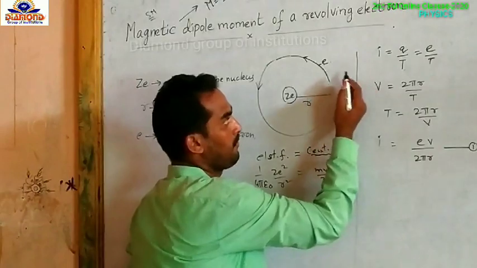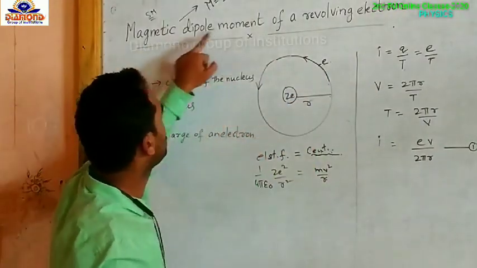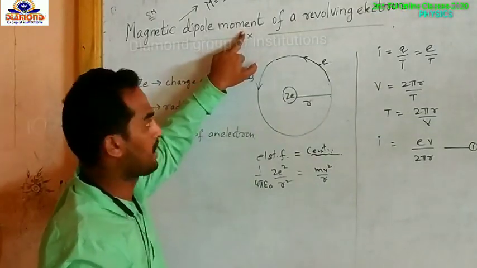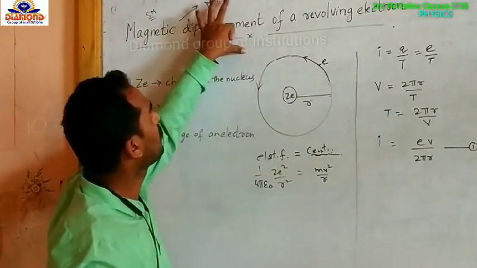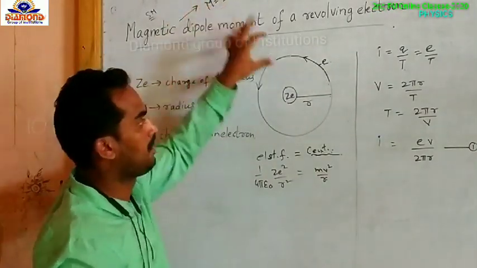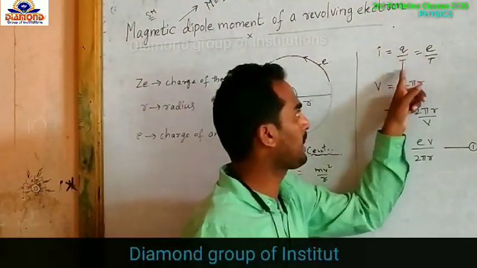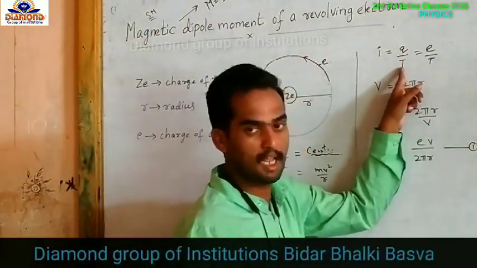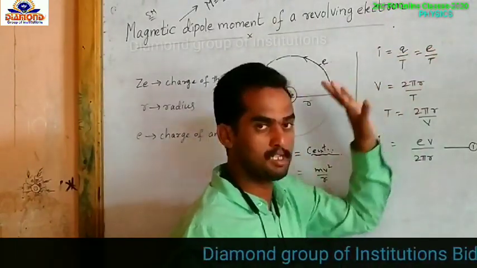But here the electron is revolving, so we want the expression for magnetic dipole moment. How is the magnetic dipole moment defined? M equal to I into A, product of the current as well as the area. Now see here, I equal to Q by T, charge by time. What is T? Time period. So e divided by T, in place of Q we can write e also.